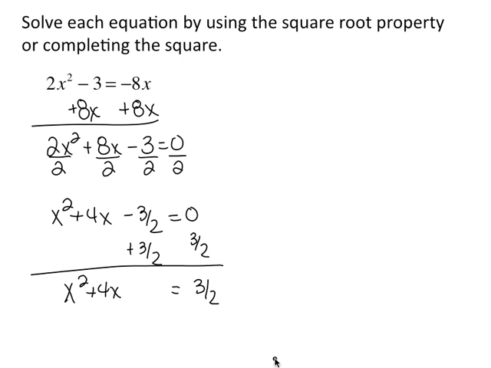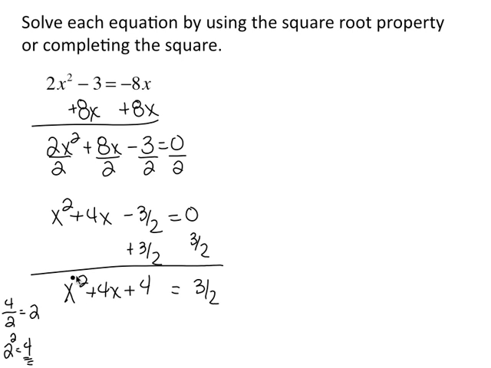To complete the square, we need to take the coefficient for the middle term, which in this case is equal to 4. We always divide it by 2. So we're always taking the coefficient for the middle term and dividing it by 2, and we get 2. And then we take that 2 and square it to get 4. So this 4 here is what we need to add so we can complete the square.